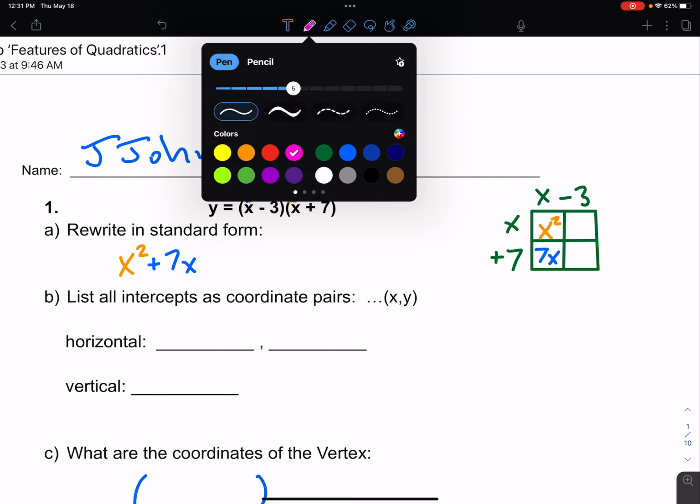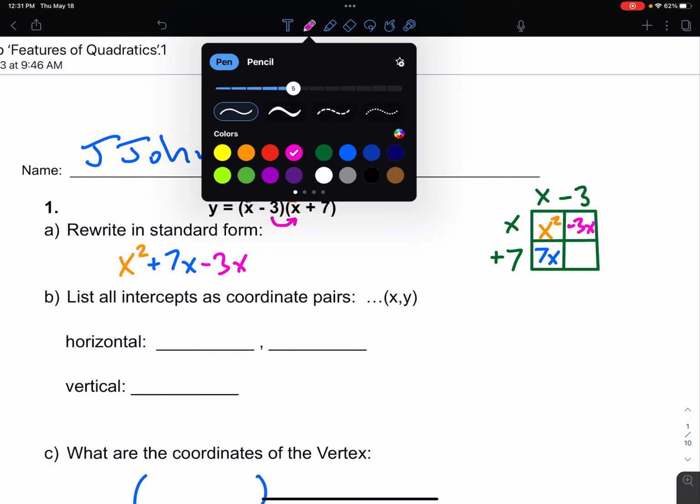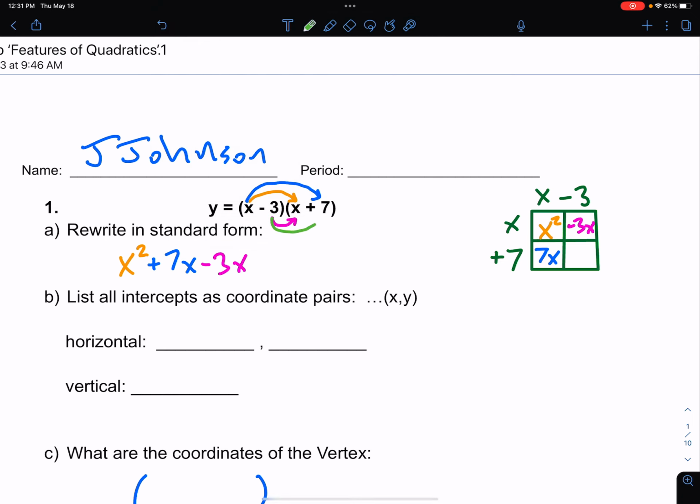Next, we got inner. If you're foiling this thing, negative 3 times x is negative 3x. And lastly, here, actually, yes, I should write that over here, minus 3x. And now we got our constant times our constant. This would be last. You'd multiply the 3 times the 7. And we've got to remember it's a negative 3, so it's negative 21. Minus 21. There's our standard form, okay?